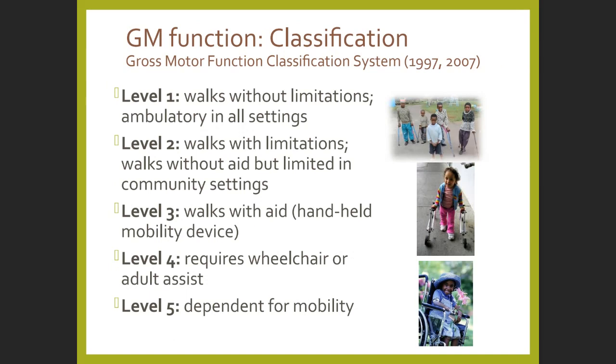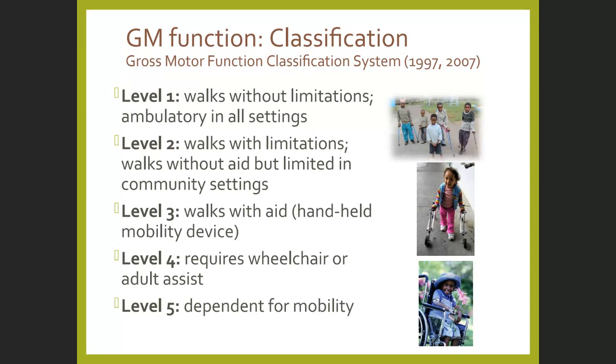Want to introduce to you a scale, the Gross Motor Function Classification System, which is used to describe the motor function of children with cerebral palsy. There are 5 levels. Level 1, meaning walking without limitation and ambulatory in all settings. Level 2, the child is able to walk with limitations. So walks without aid, but this is limited in community settings.